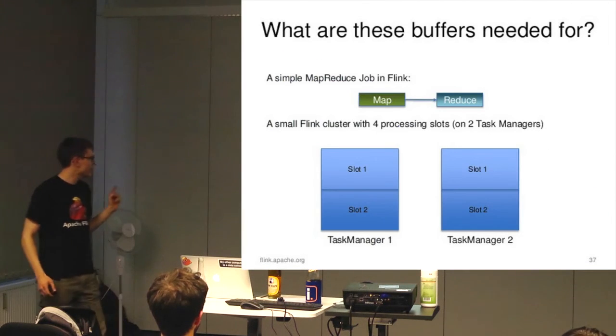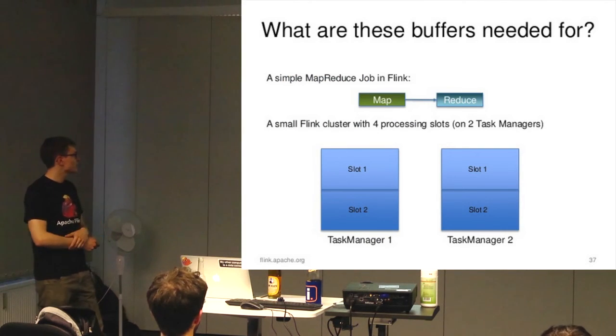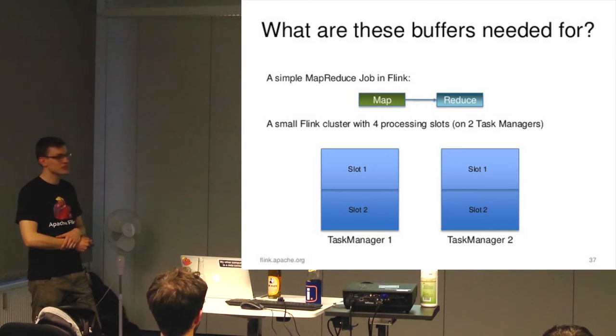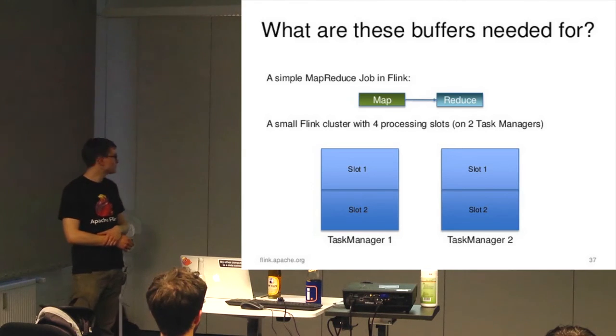Because these buffers are needed for transferring data between the operators. So imagine you have a simple map-reduce job on a cluster with 4 processing slots on 2 task managers. So you have 4 slots in total.